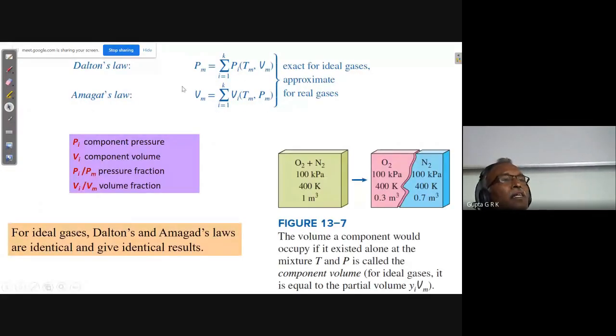So Dalton's law is Pm equals sigma Pi at the same mixture temperature Tm and volume Vm, and Amagat's law is Vm equals sigma Vi at Tm and Pm. Here Pi is the component pressure and Vi is the component volume. Pi by Pm is called the pressure fraction, and Vi by Vm we call the volume fraction. For ideal gases, Dalton's law and Amagat's law are identical and give identical results.